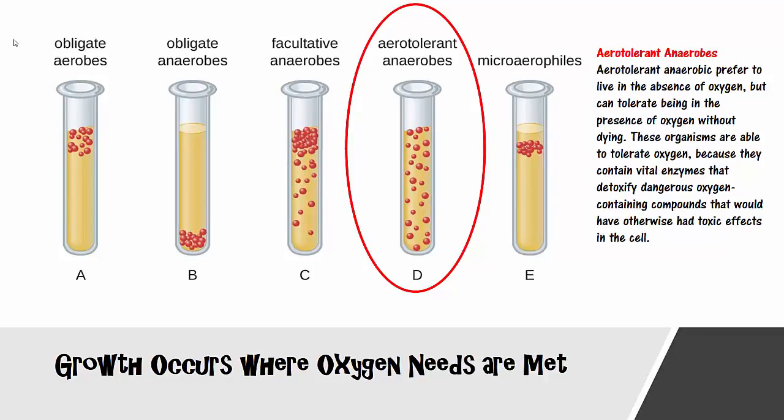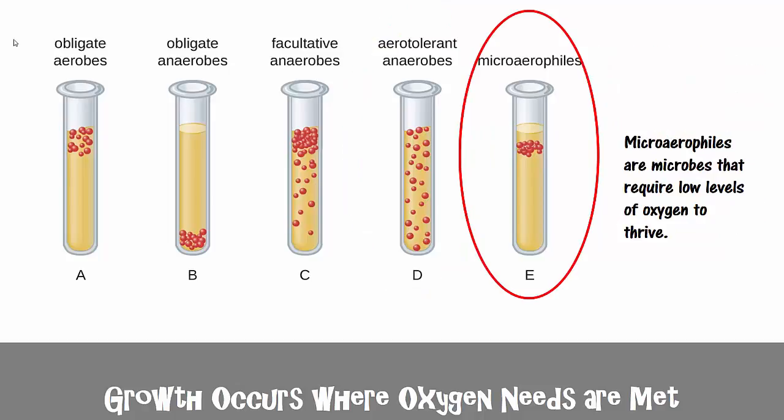Aerotolerant anaerobes prefer to live in the absence of oxygen, but they can tolerate being in the presence of oxygen without dying. These organisms are able to tolerate oxygen because they contain vital enzymes that detoxify dangerous oxygen-containing compounds that would have otherwise had toxic effects on the cell. Microaerophiles are microbes that require low levels of oxygen to thrive.